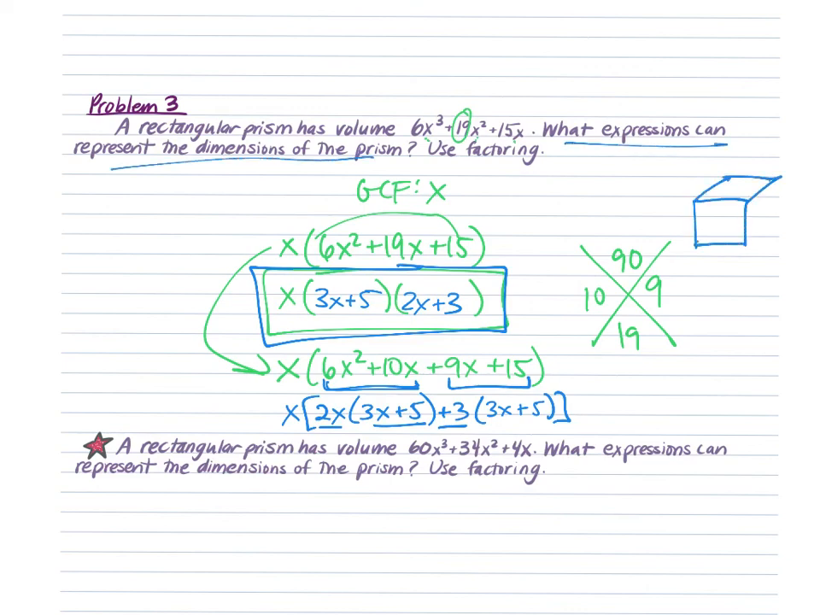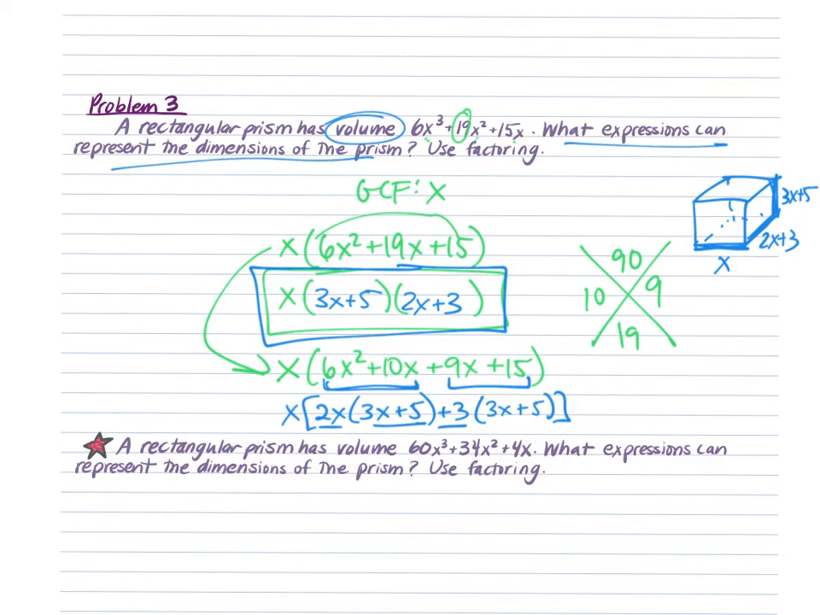So that is an expression that can represent the dimensions of a rectangular prism. It just looks like this. Volume is length times width times height. So one of these can be x, one of these could be 3x plus 5, and then this could be 2x plus 3. That's really just asking you to factor.